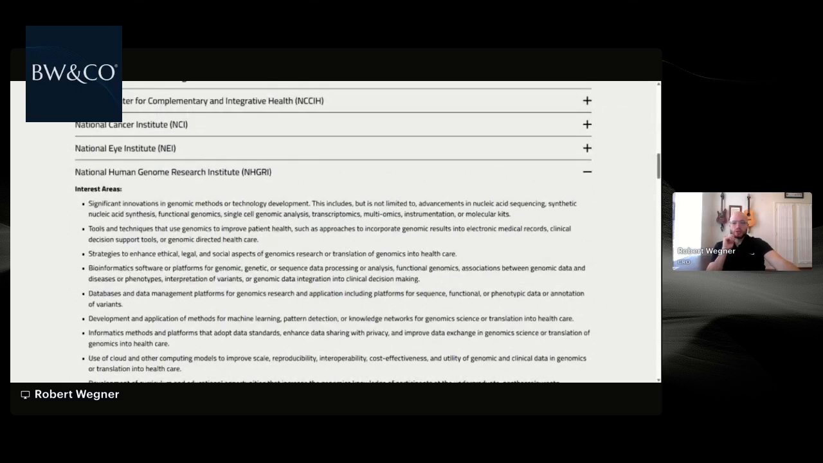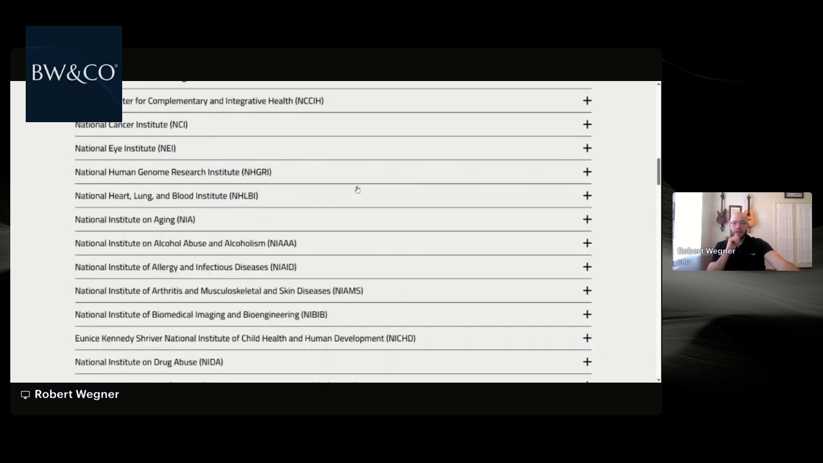National Human Genome Research Institute. This used to have a pretty high success rate. I think it's come down a little bit more so now. But as you can see, significant innovations in genomic methods or technology development. So sequencing technology, synthetic nucleic acid synthesis, and other spots within here. You're getting the picture where you're able to find institutes and centers that are going to share your prerogative. And the very first thing that you need to do is meet with the program officer to talk about how you can apply and how you can align with their funding priorities.